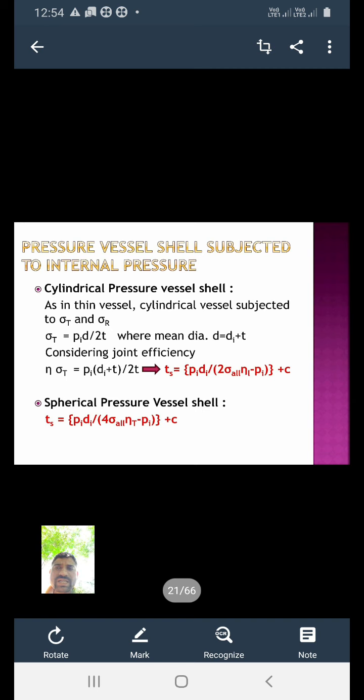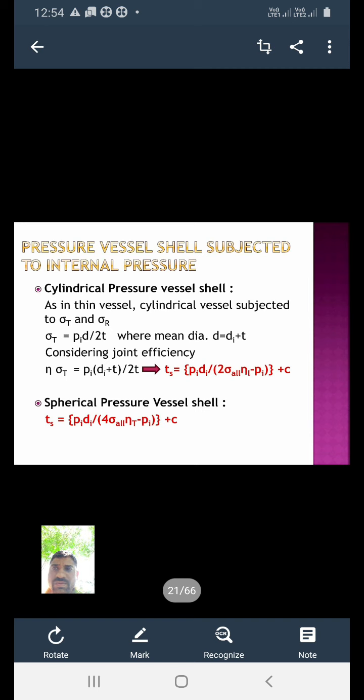Then you will get the shell thickness of the pressure vessel. How to calculate that shell thickness? Adding the corrosion allowance, the thickness of the cylindrical vessel is T equal to Pi Di divided by 2 sigma all NL minus Pi, plus C. C is the corrosion allowance. Remember that C is the corrosion allowance. We want to consider that corrosion allowance when you design the pressure vessel.